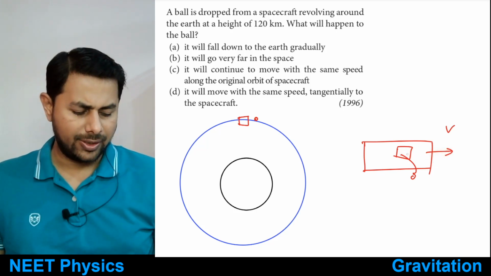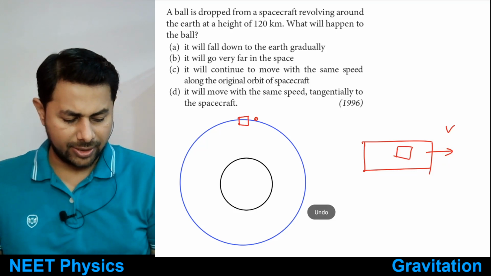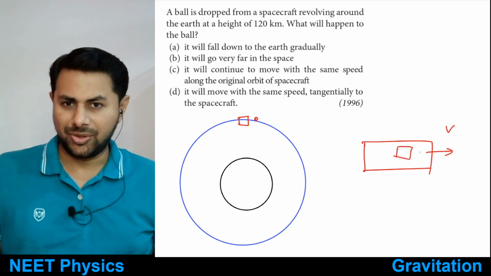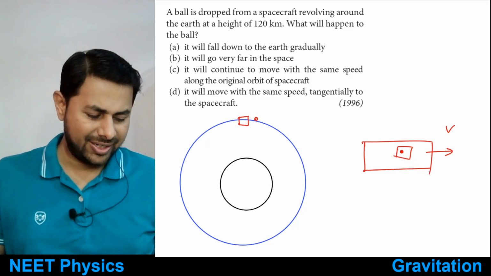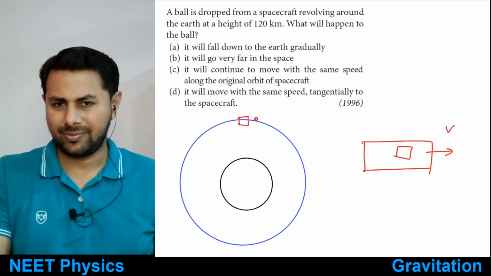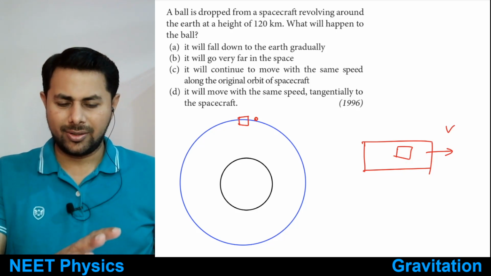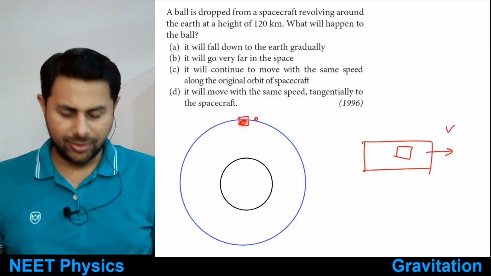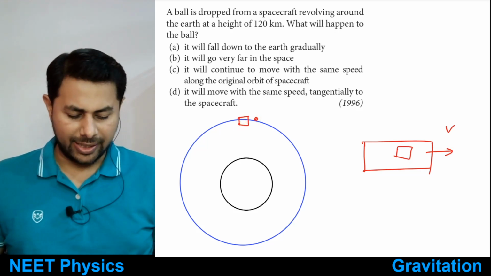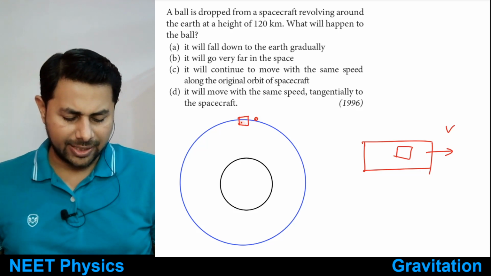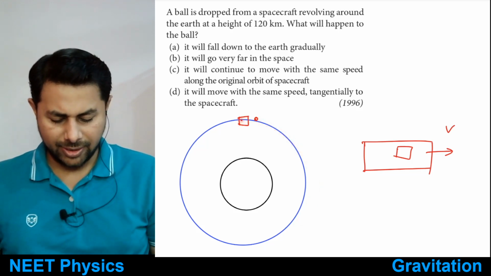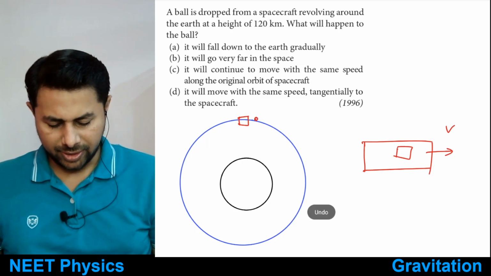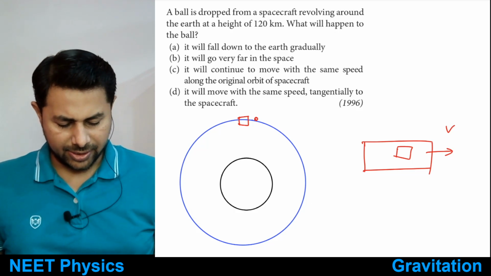But because of Earth's gravitational acceleration, acceleration due to gravity, what happens? It takes a trajectory like this, it falls on Earth. But basically when you drop it, due to its inertia, it had the same speed as that of the bus. So here also this ball will have the same speed as that of the spacecraft. And why is the spacecraft moving like this? At this point the spacecraft has velocity in tangential direction, right? The velocity of the spacecraft is along the tangent.